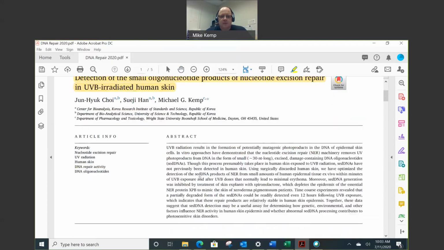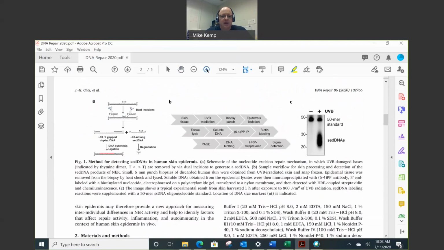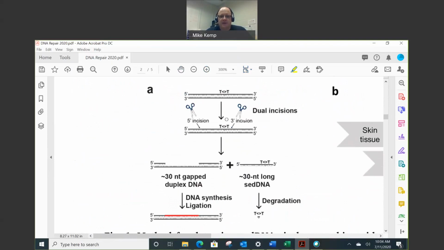So the basic idea of how nucleotide excision repair works is that we have damage that's induced, for example, by UV radiation. One of the most common forms of DNA damage we experience is UV radiation from the sun. That induces these thymine dimers in DNA. And the only way human cells can remove that is through the process of nucleotide excision repair, where enzymes come in, recognize the damage, and then cut out the damage.